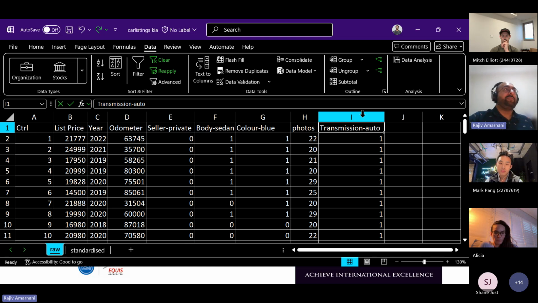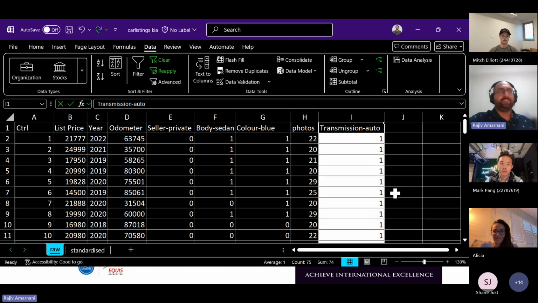So for those of you who have looked at the data, did anyone notice anything peculiar about one of the variables? They're all automatic cars. Spot on. They're all automatic cars. So this variable is useless. You don't need it.